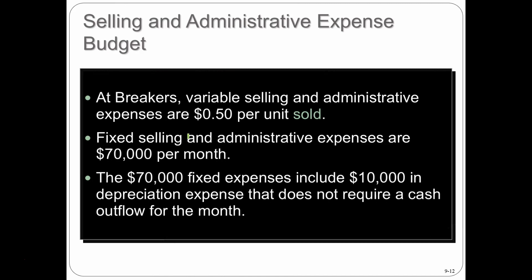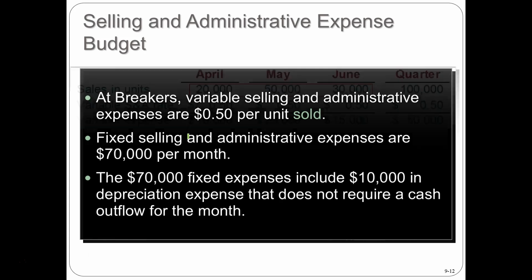Selling and administrative expenses. So at Breakers, variable selling and administrative costs are 50 cents per unit. Fixed selling and administrative costs are 70,000 per month. The 70,000 fixed expenses include 10,000 in depreciation expense that does not require a cash outflow for the month. Okay, so let's see how that breaks out.